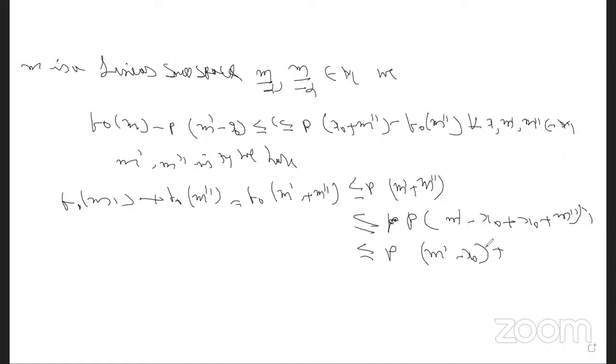So now we are separating. How are we separating? P of m' minus x naught plus p of x naught plus m''. So now for any choice of C between the two real numbers, C is between the two real numbers.